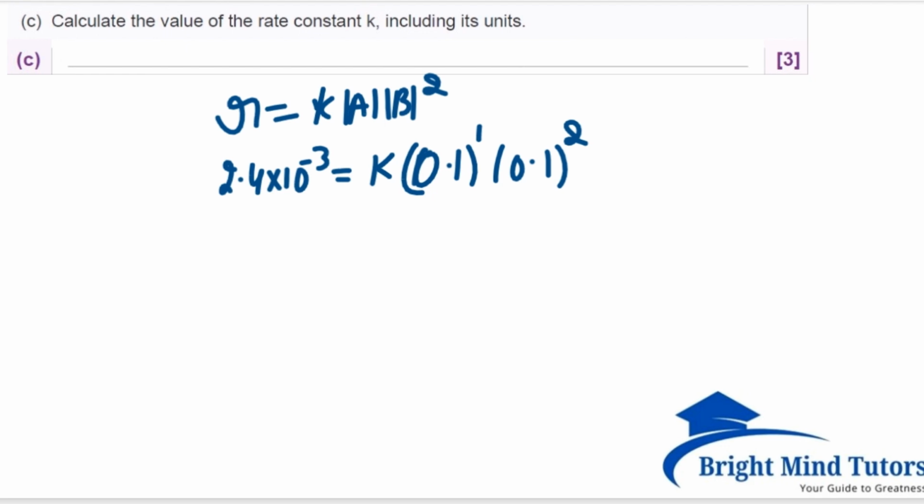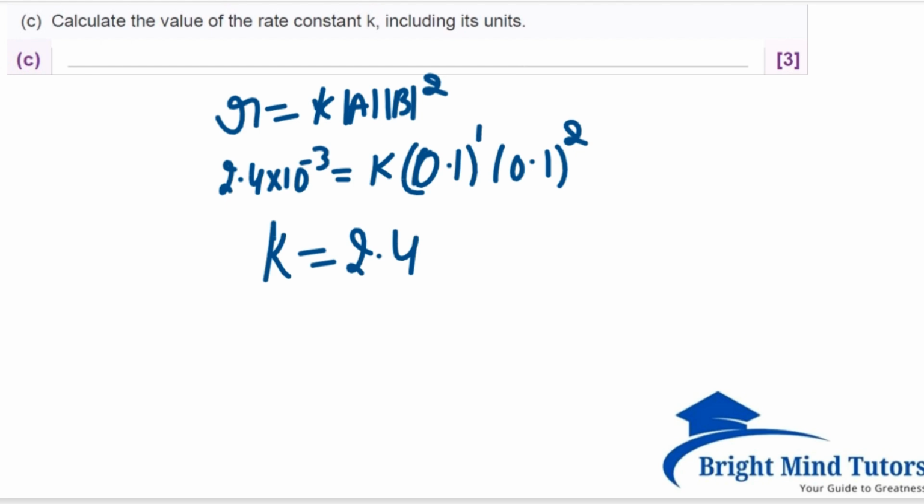On solving this, the K value you will be getting is 2.4, right? Now if you just find the value of the rate constant K, you will be getting only 1 mark for it, okay? But along with that you have to include its units also. How will I write its units?